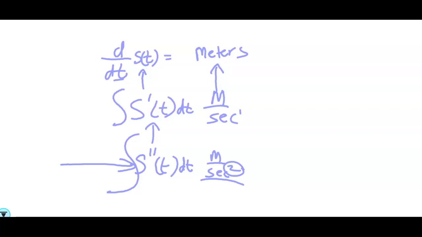So what I want you guys to notice is that whatever variable you're integrating with respect to, you're going to remove that variable from the denominator. We're integrating with respect to time, so we're going to lose 1 second if we integrate. And we lose a second again if we integrate here.